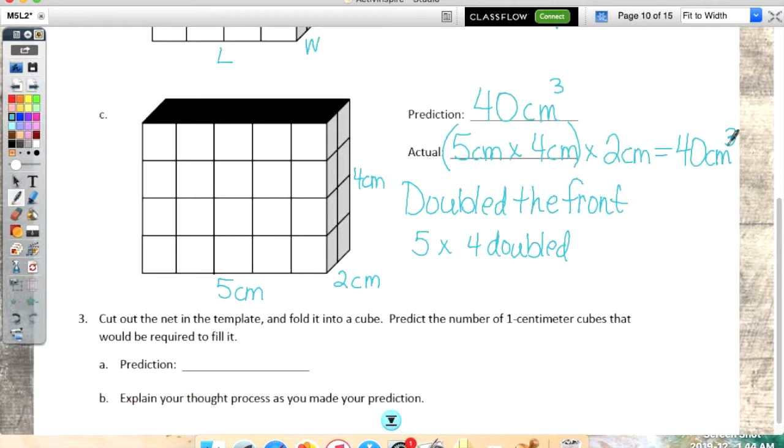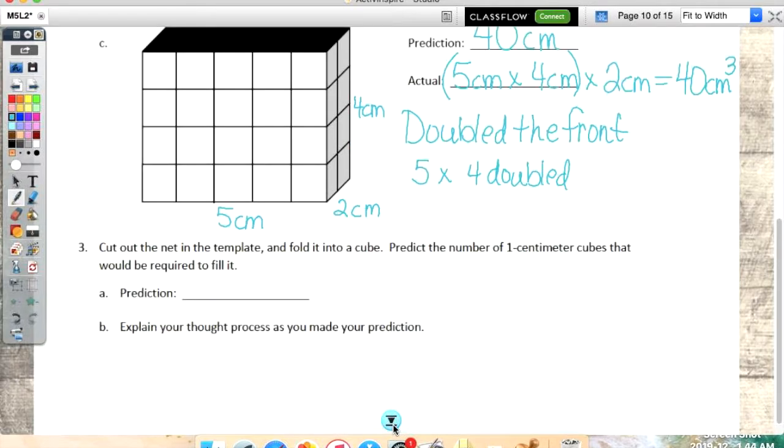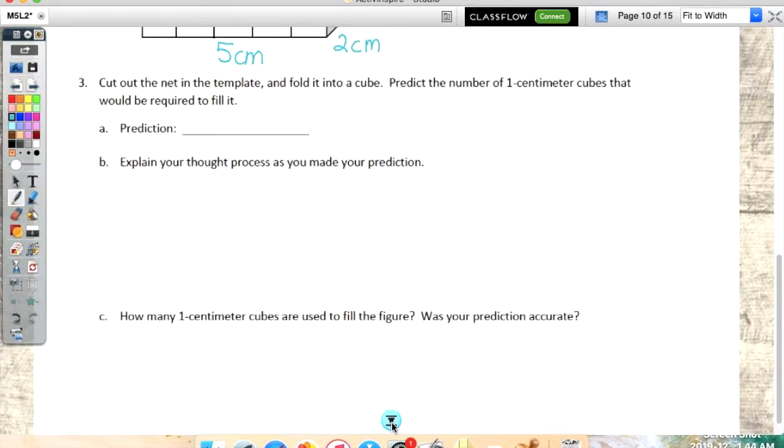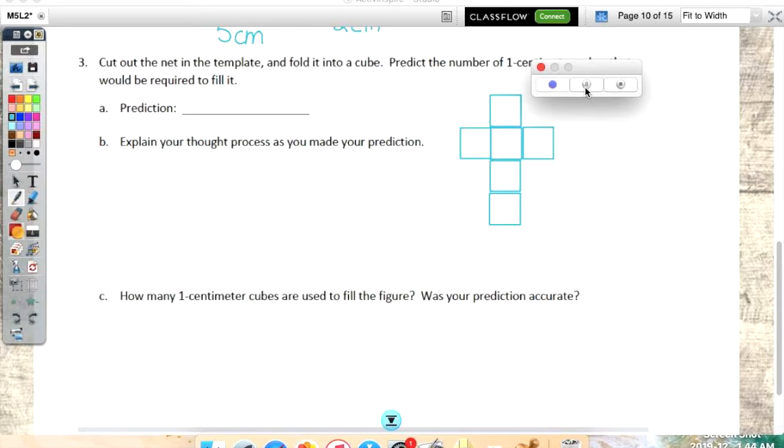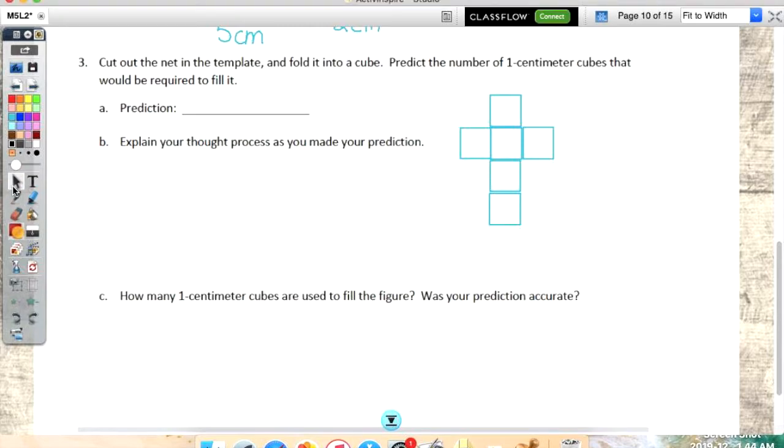Here's what I need you to do. Promise me not to touch your cubes. Just slide them away from you, okay? We're going to go on to the next section. So you've got a figure in front of you that's called a net. Everybody circle the word net for me, okay? And here in a minute, you're going to cut out your net and you're going to work with it. But before we do that, I want to talk about the net.